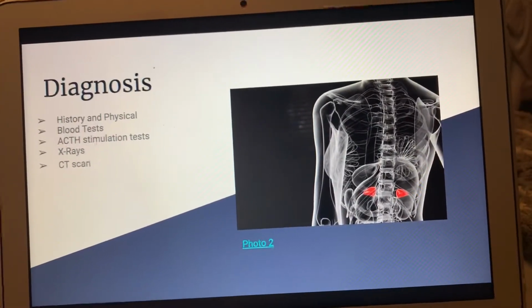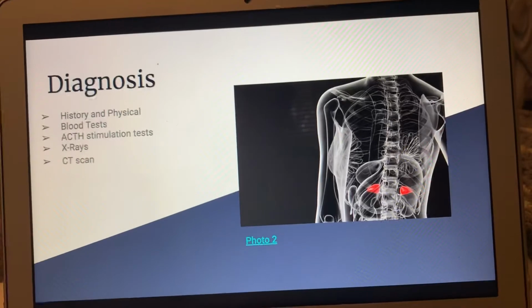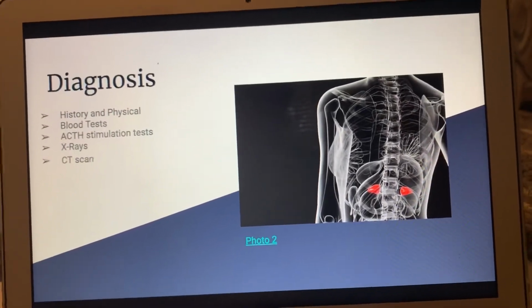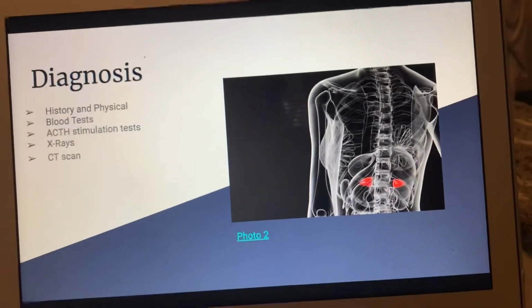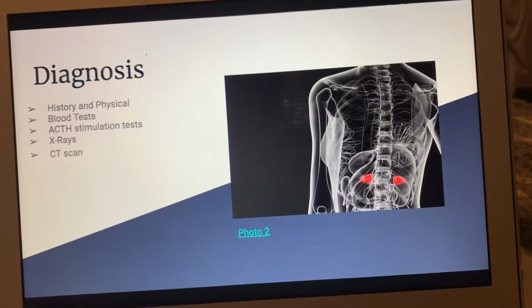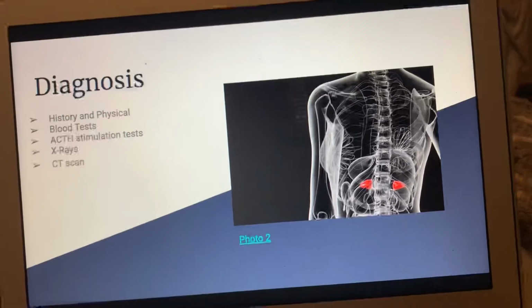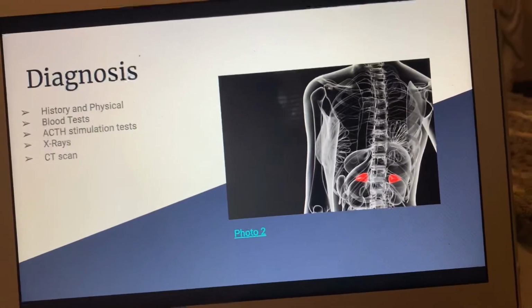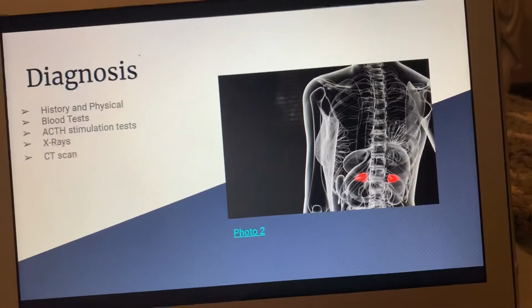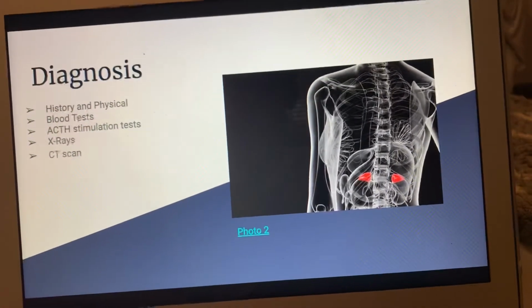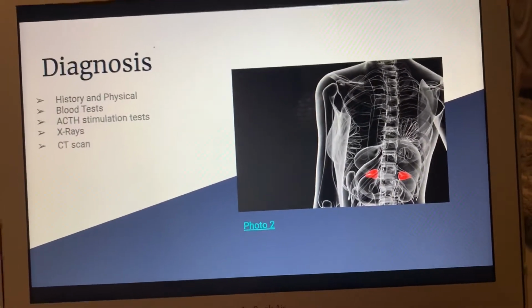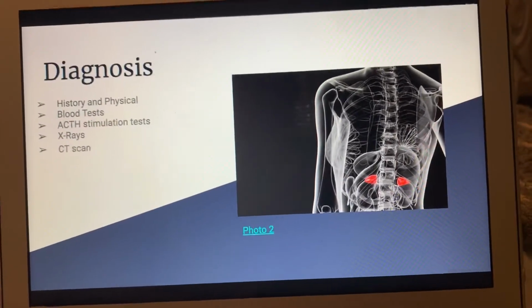diagnose this because they measure the level of sodium, potassium, cortisol, and ACTH in your blood, which also lets us know how your adrenal glands are functioning. An ACTH test can also be performed to test adrenal response after you are given a shot of artificial ACTH, again to check the function of your adrenal glands.